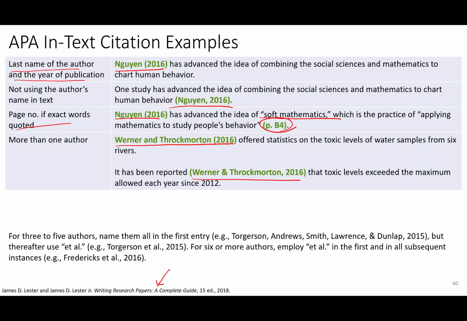For 3 to 5 authors, name them all in the first entry, for example, and so on, but thereafter use et al. For 6 or more authors, employ et al. in the first and all subsequent instances. So depending on the different styles, the regulations are different.